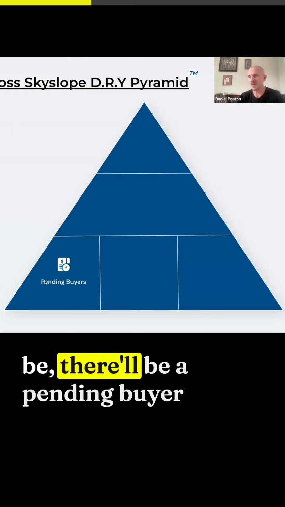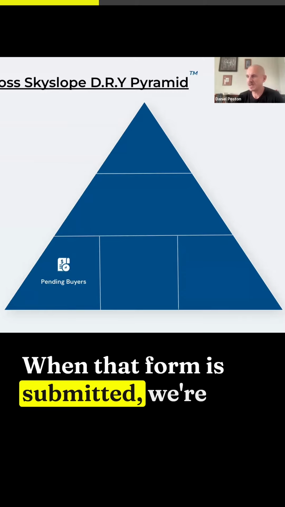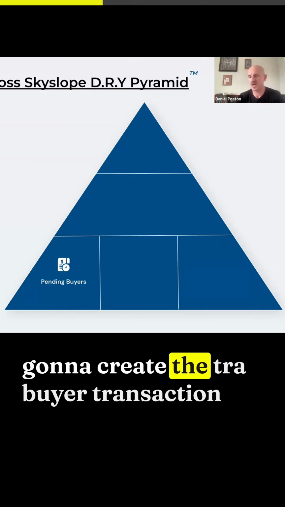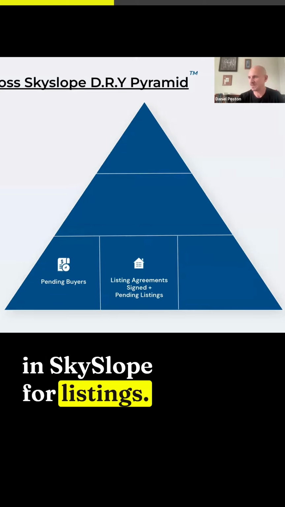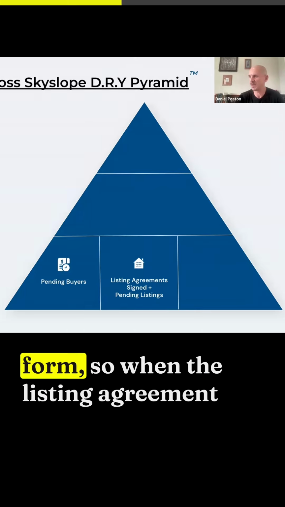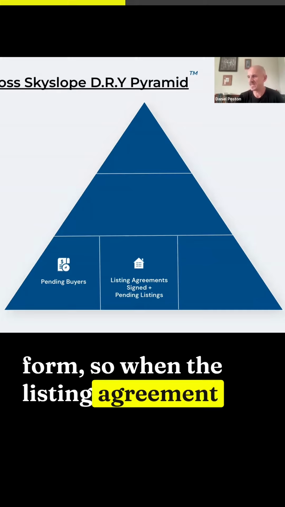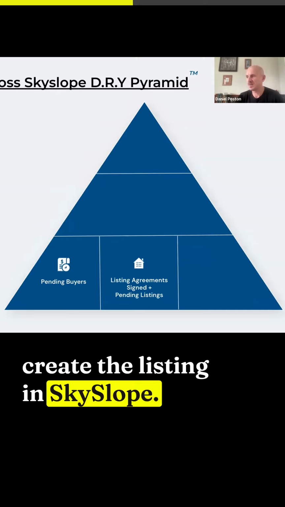So there'll be a pending buyer form in the Follow Boss account. When that form is submitted, we're going to create the buyer transaction in SkySlope. For listings, we're going to have a listing agreement signed form as well as a pending listing form. So when the listing agreement signed form is submitted, it'll create the listing in SkySlope.